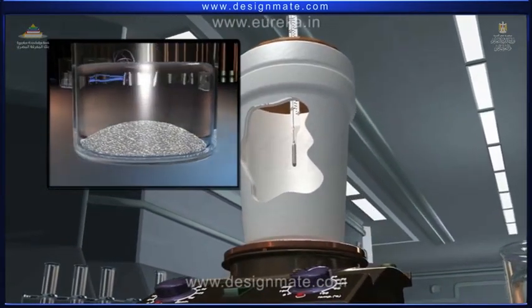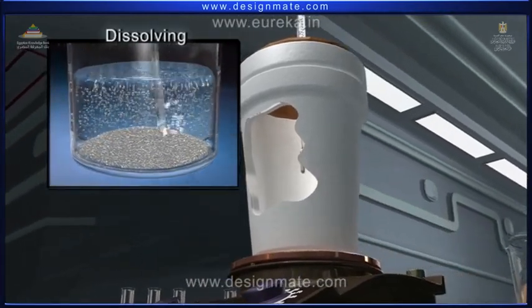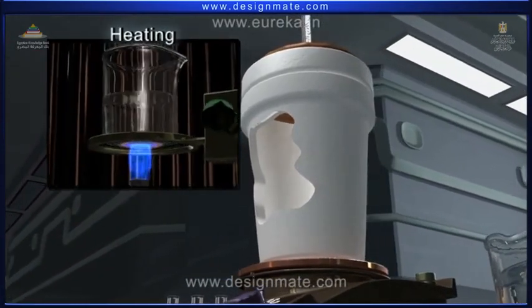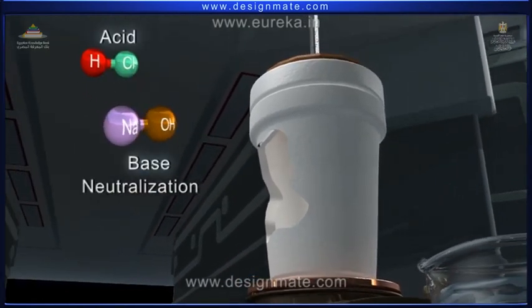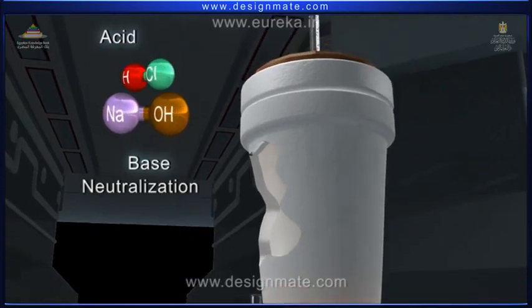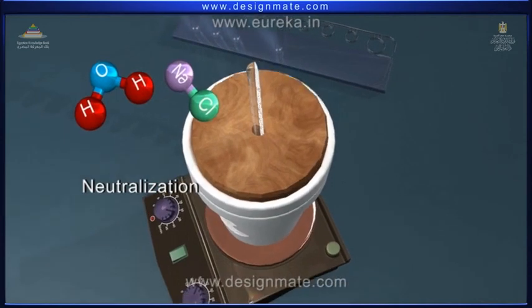Coffee cup calorimeter is mainly used to determine changes in thermal energy during processes such as dissolving, heating, cooling, and neutralization. Neutralization is an exothermic process during which an acid and a base react to form salt and water.